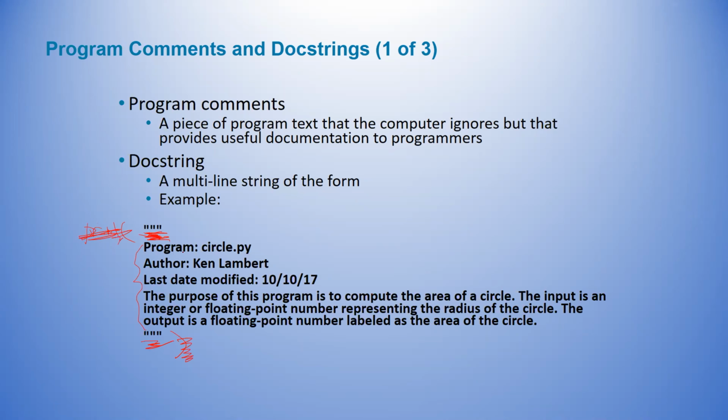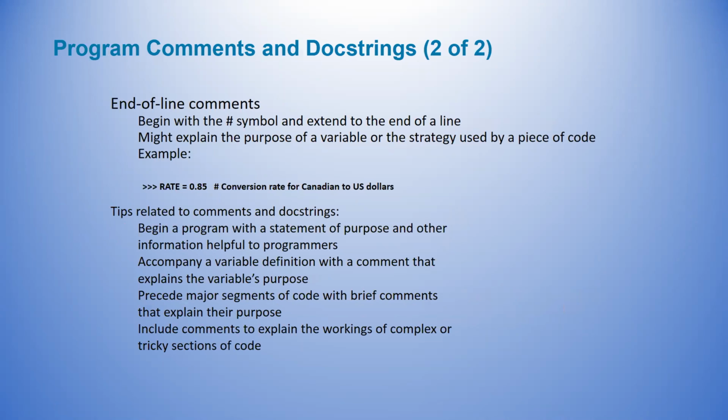Okay. This is when you have multiple lines. When you only have one line of comment, this is what you use, the pound sign. If you only have one line, just like this, this is called an end of line comment. So you just use this symbol. And that's how you comment your code.